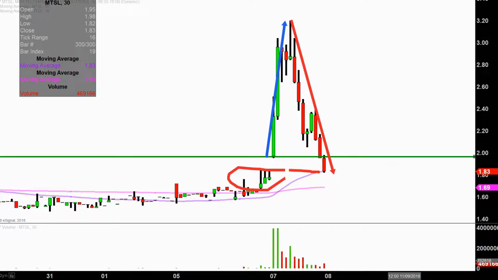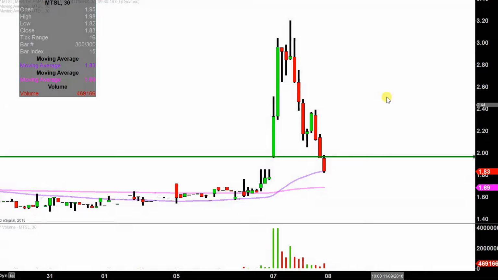Now, can another nice move start? Yeah, absolutely. I'm not saying that this thing can never move nicely again. I'm just saying as far as this morning's price action was concerned, there is just no true power behind it. And ultimately, when all the dust settled, it turned out to be a pump and dump.